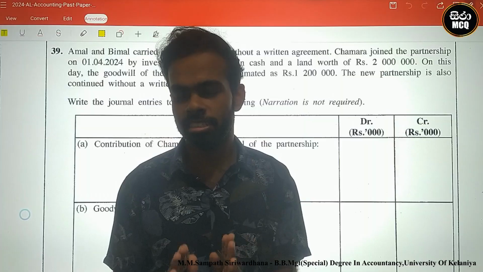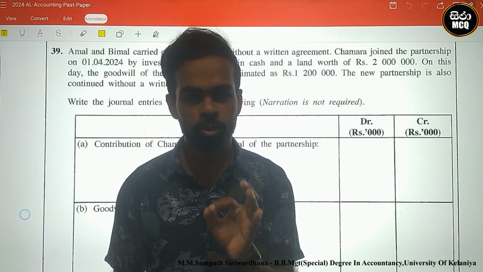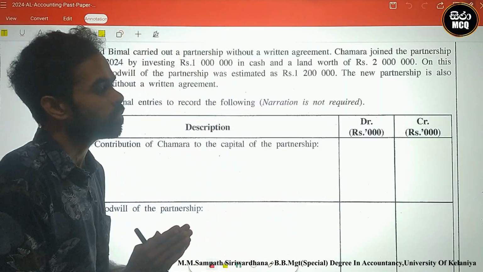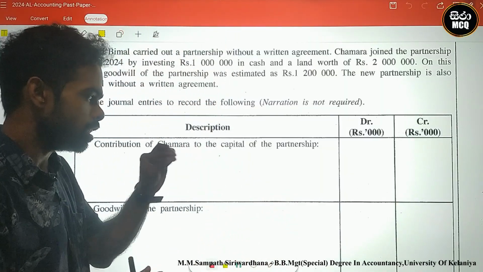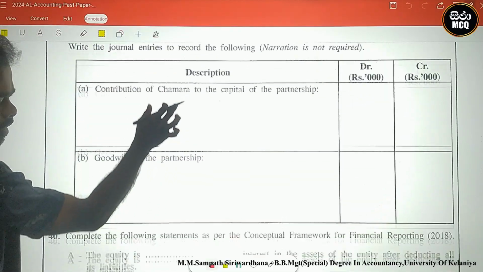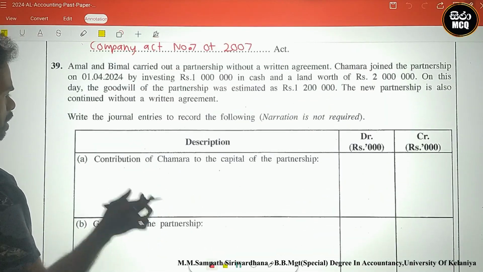Today we discuss the Advanced Level accounting paper 2024, question number 39. This is related to partnership accounts. This is an easy question. Look here, what are the requirements? These are the requirements. Okay, let's see.